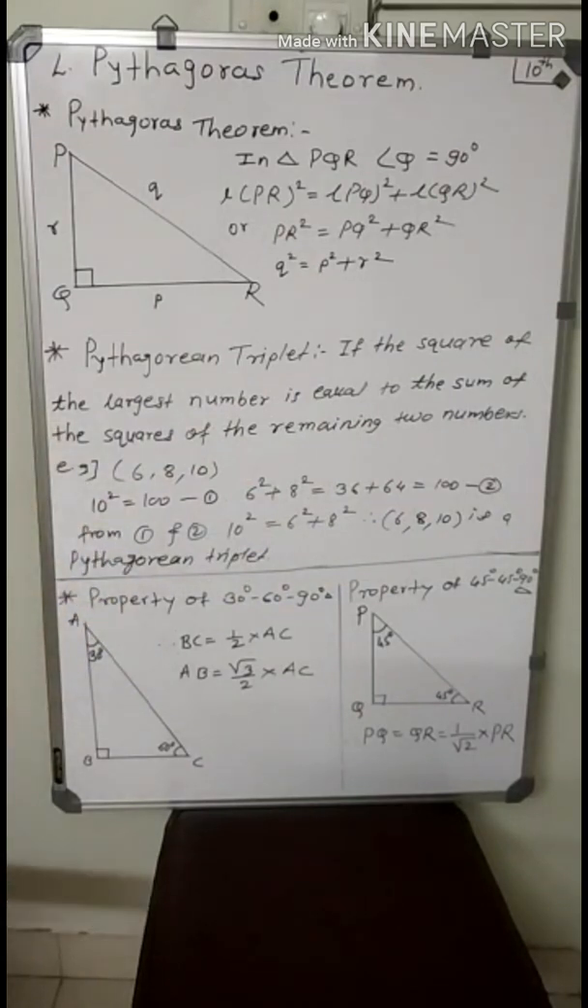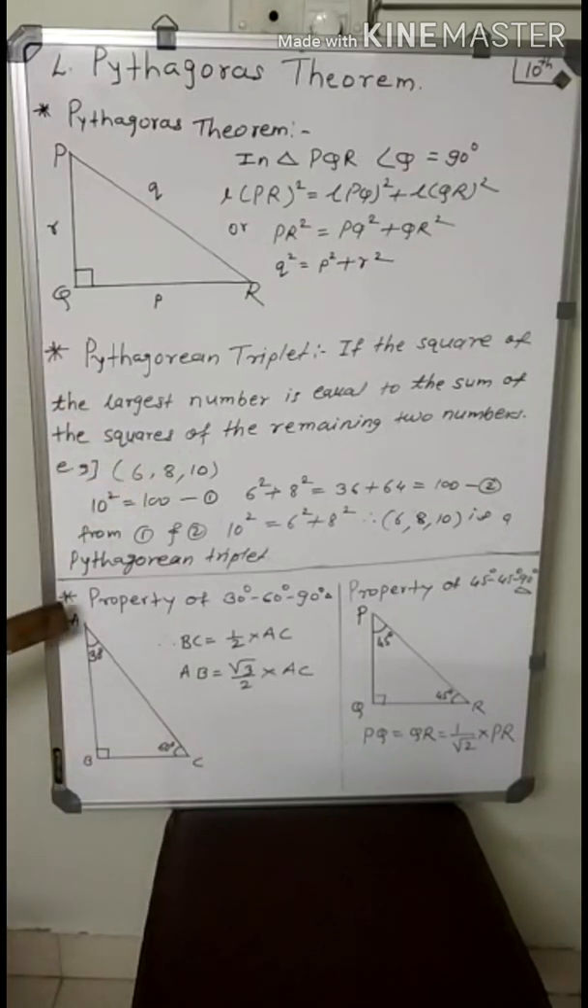So a sum will be asked for 2 marks. In our practice set 2.1, there is a first question like this. We will solve it later. But what are Pythagorean triplets? Or how to identify whether the given numbers are a Pythagorean triplet or not? So solve like this: square of largest number equal to sum of squares of remaining two numbers.